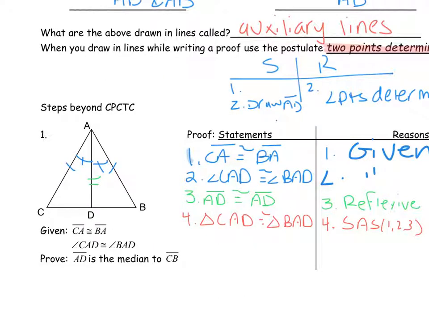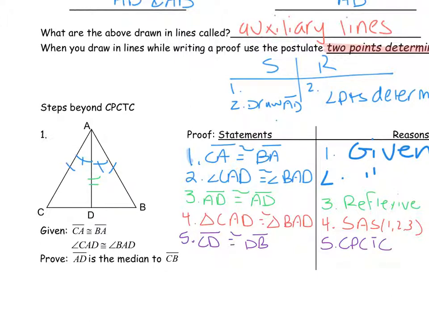Now I'm trying to prove that AD is the median to CB. So hopefully you're remembering from the first page that a median hits at the midpoint of the side to which it is drawn. So before I can say that I have a median, I need to show that CD is congruent to DB, which I know because of CPCTC. So to this point, we've done proofs like this before. CD is congruent to DB, CPCTC.